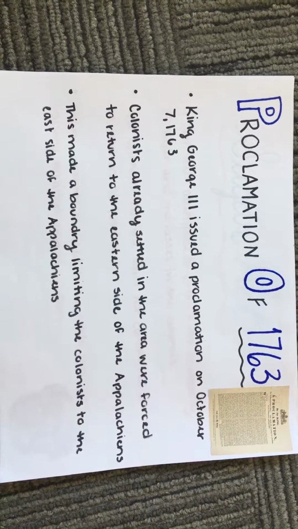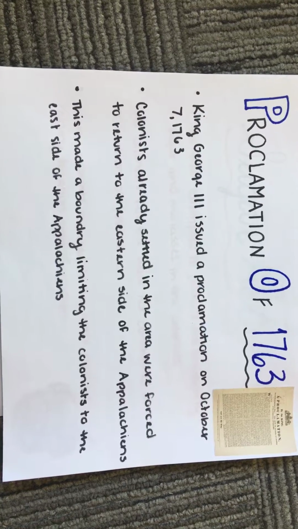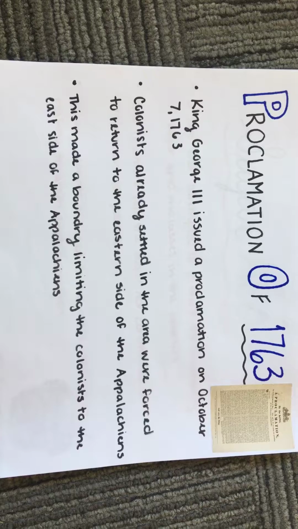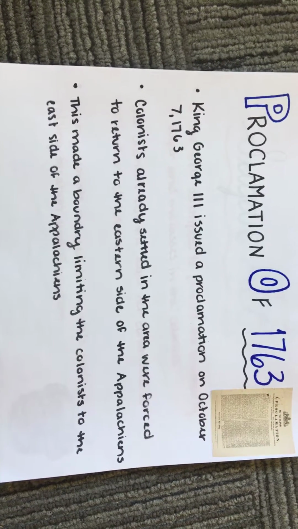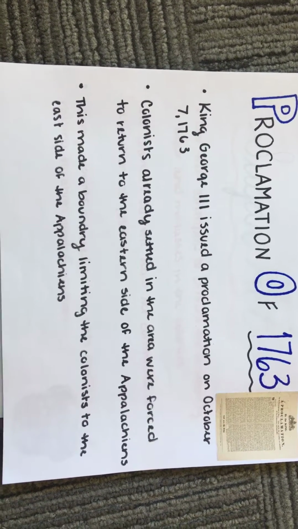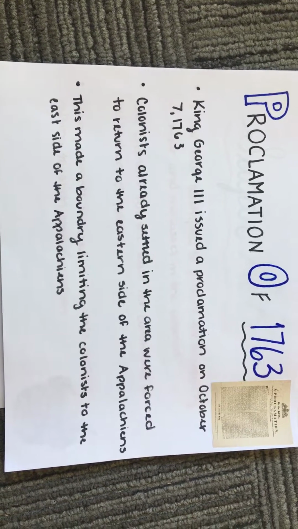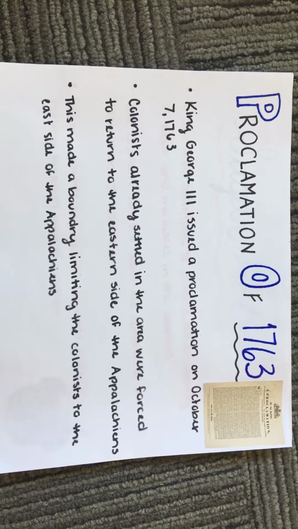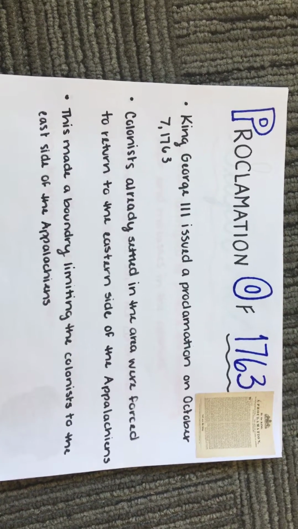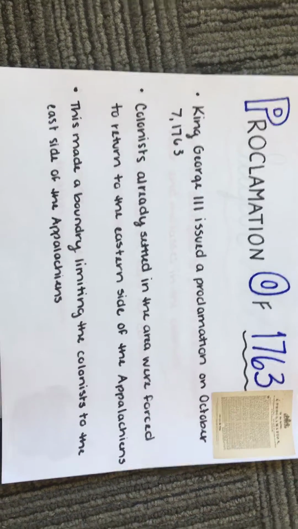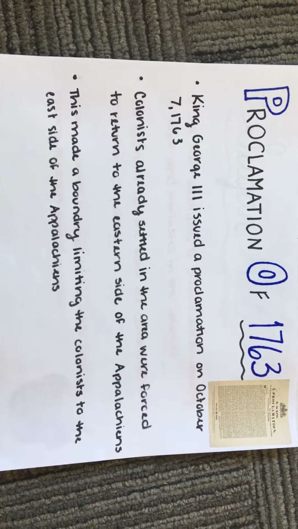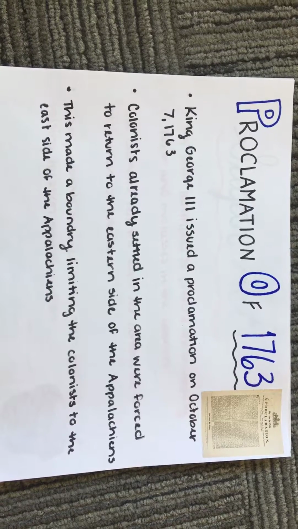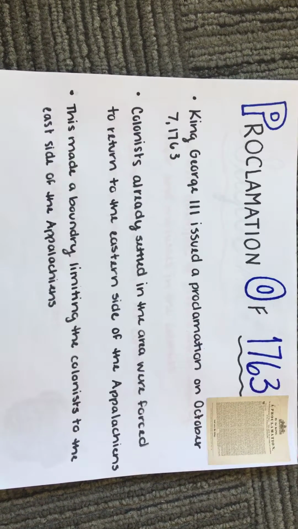Proclamation of 1763. On October 7, 1763, King George III sent out a proclamation that forbade colonial settlement west of the Appalachian Mountains. Any colonists who were already settled in this area were forced to return to the eastern side of the Appalachians. The territory given to the Indians wasn't to be part of any colony, and the colonists couldn't buy or trade for land in that area. This made a boundary limiting the colonists to the east side of the Appalachians. King George III didn't realize the amount of territory he was giving the Indians.